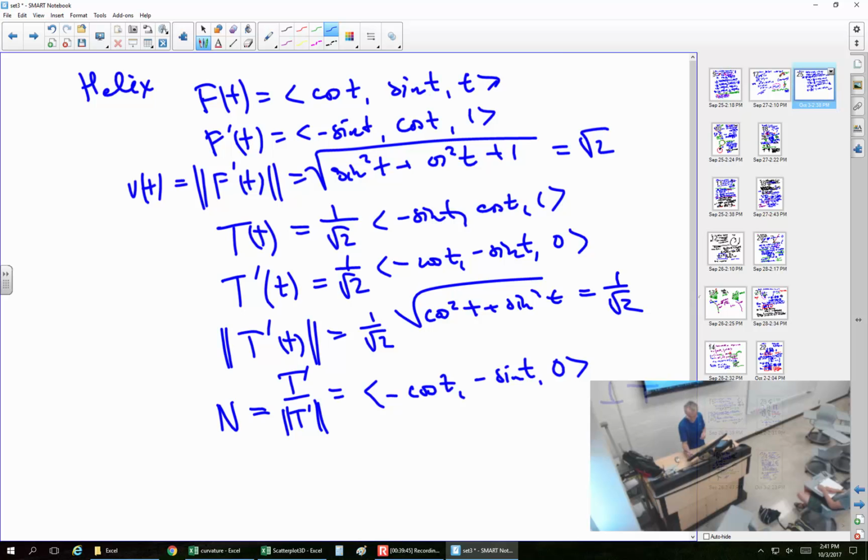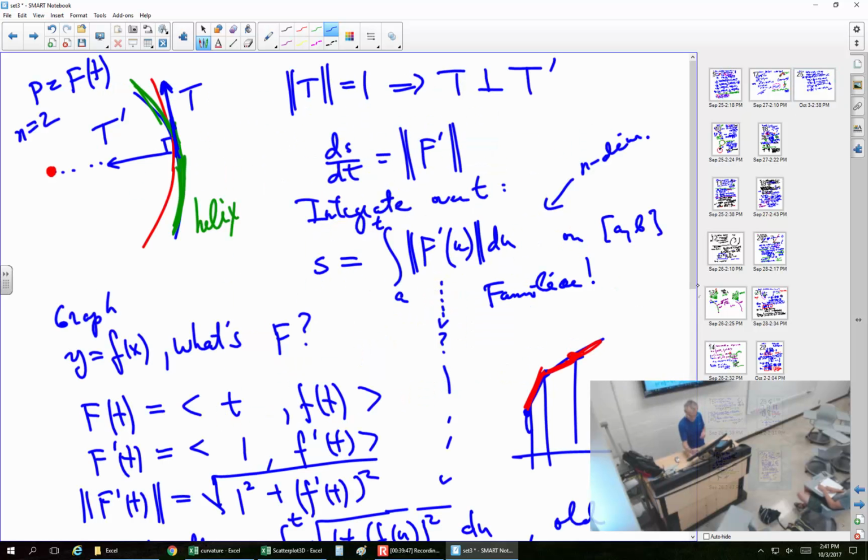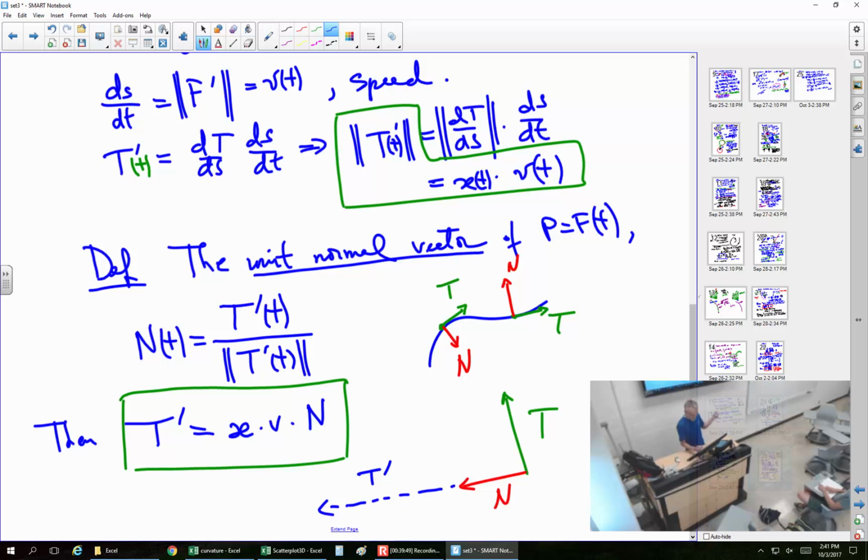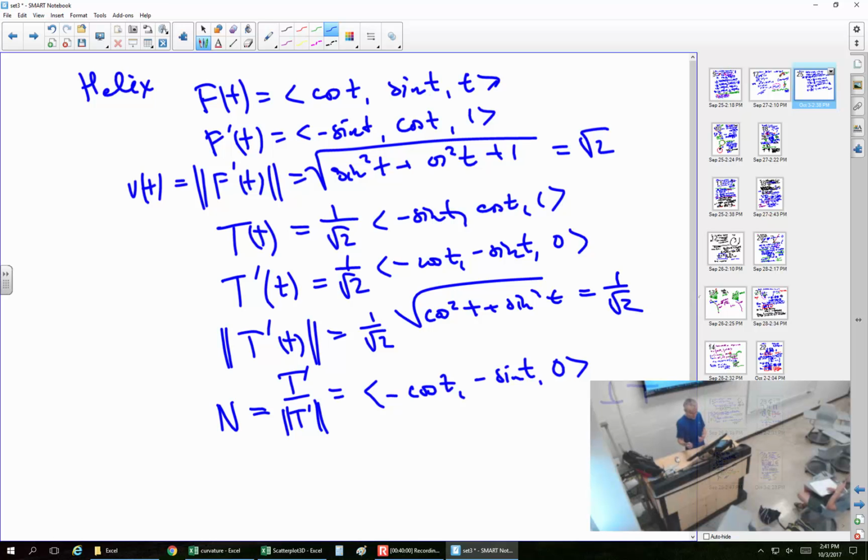Okay, so going back to our picture here, this is the step that we want to make in order to find the center. N gives the direction. Now what's the length of the step? The length of the step is the radius of curvature. The curvature, which we already know, is 1/2, so the radius of curvature is 2, and the length of the step is 2.